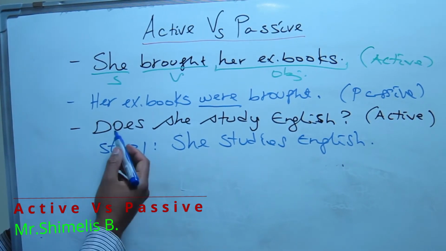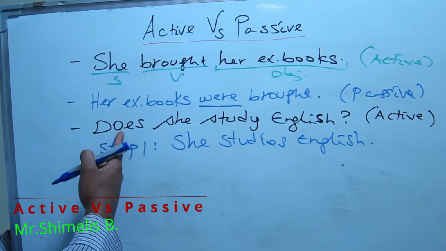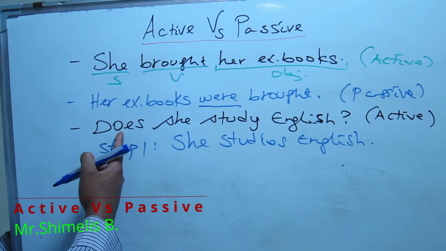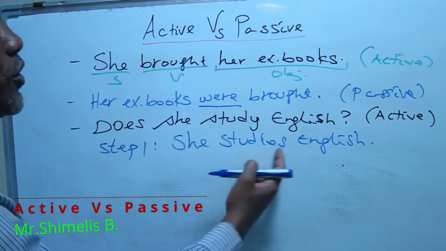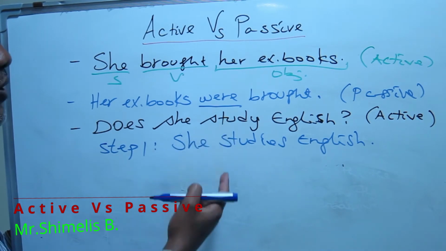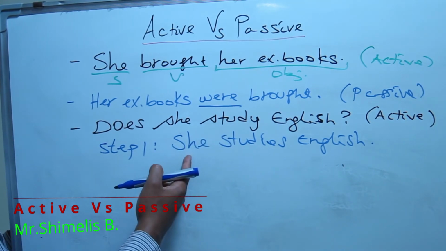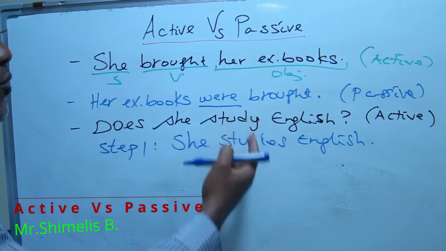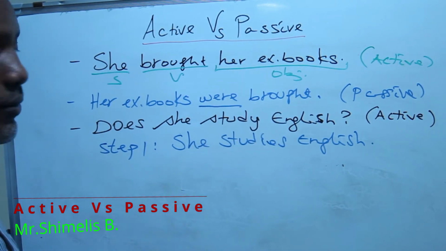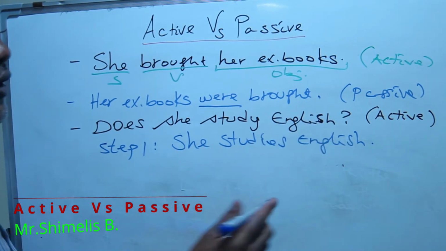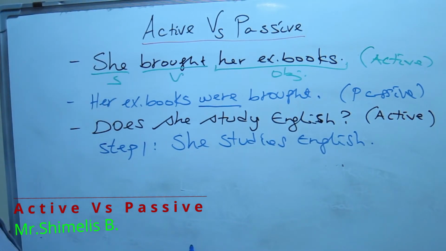Why studies? Because the question word is does, which shows the main verb is present tense, simple present tense. So we use the simple present tense form of the verb study. Because the subject is third person singular, we change Y to I and we add ES to show that the action is simple. So she studies English. That is the declarative form.